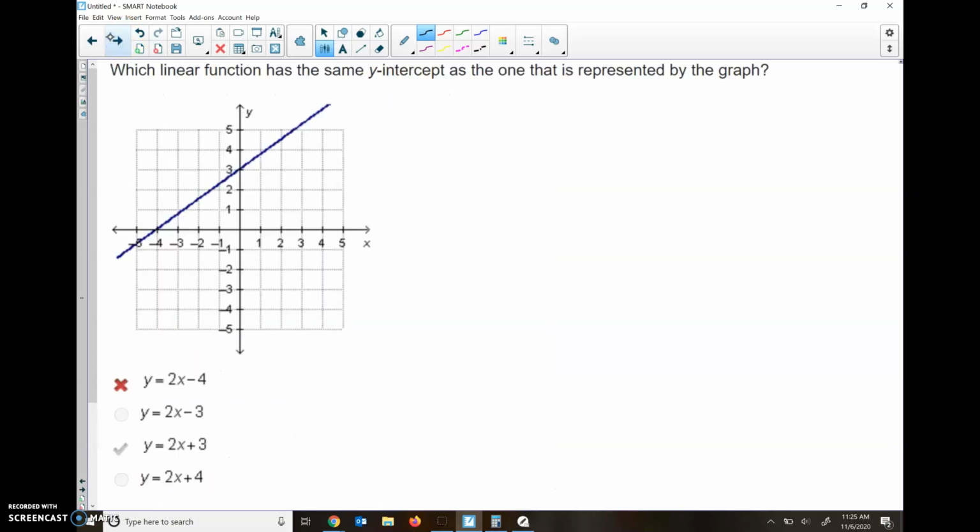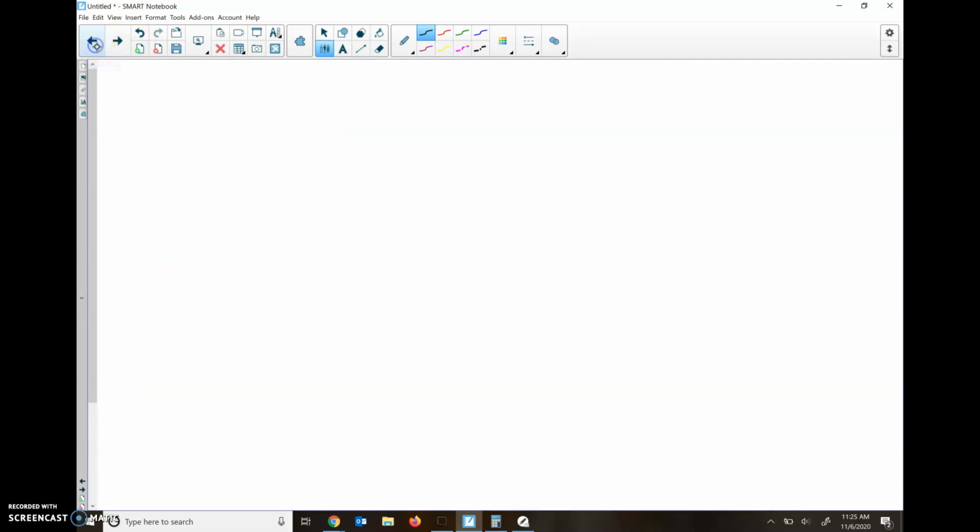All right. Which linear function has the same y-intercept as the one graphed? So it looks like our y-intercept right there. It's crossing the y-axis at 3. So the only one that has a positive 3 is that y-intercept there.